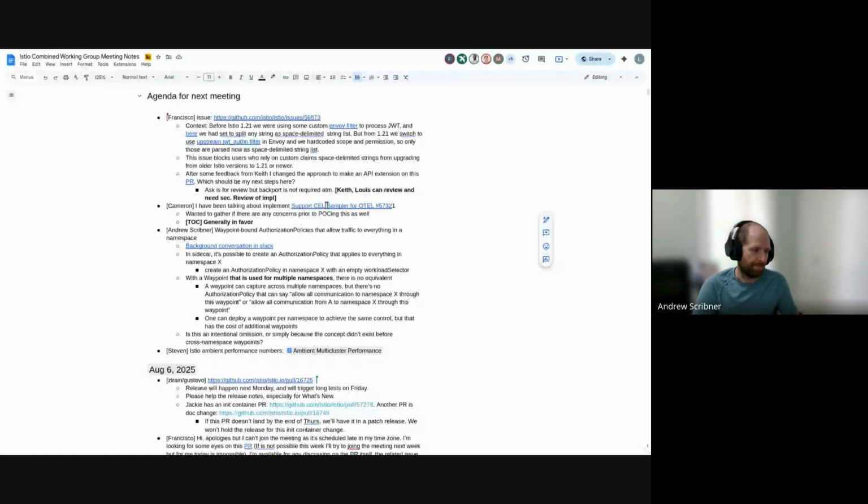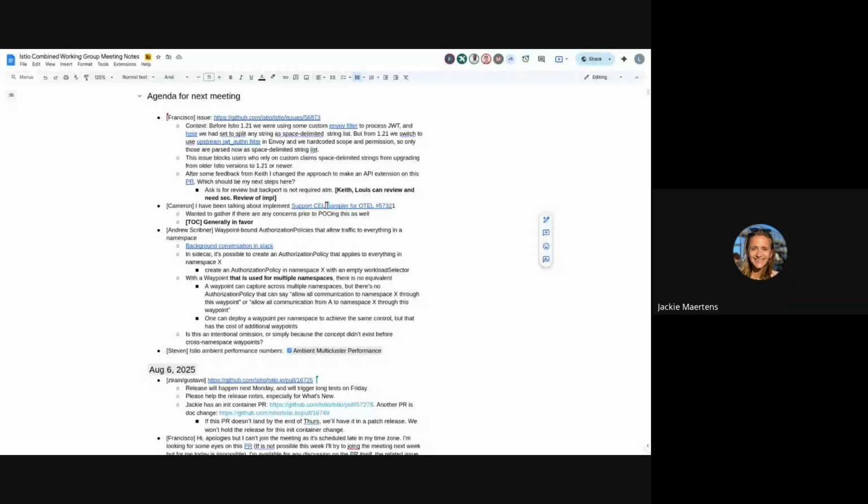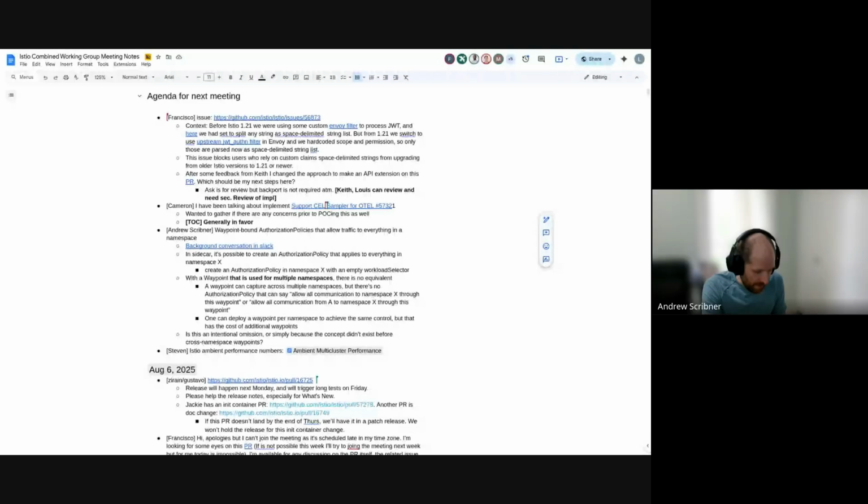Yeah, like a waypoint would be scoped to serve multiple namespaces, and I want to make an authorization policy that allows traffic just to one specific namespace in that scope. What's the reason you're not creating multiple waypoints, one per namespace? Yeah, so totally, that's a perfectly reasonable question.